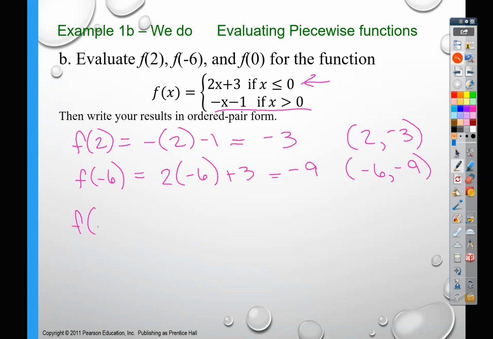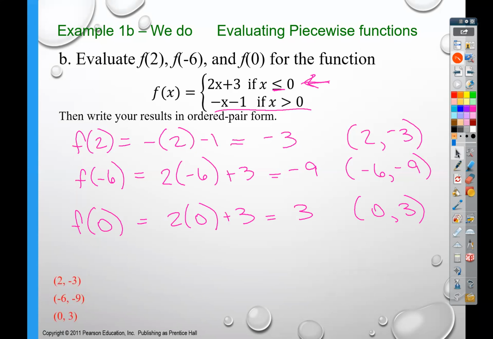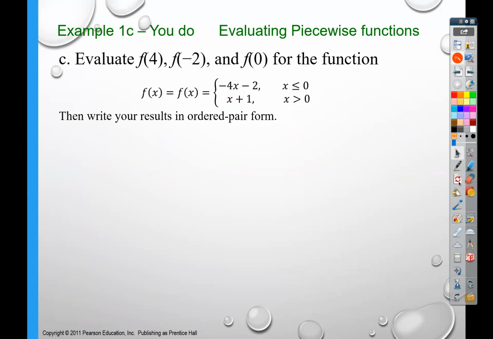The next one, f of 0, I'm also going to use the first function because it says or equal to 0. So 2 times 0 plus 3 is 0 plus 3. So that ordered pair is 0, 3. All right, this is one for you to do, so go ahead and pause the video. And you should have gotten 4, 5, -2, 6, and 0, -2.